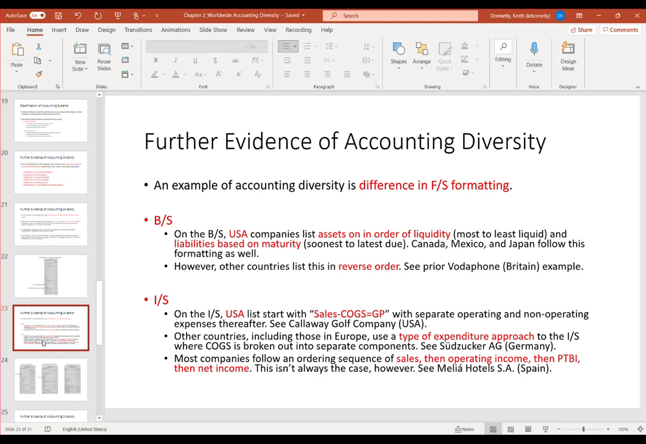So for the income statement, traditionally we're going to start here with our sales minus our cost of goods sold, which gives us our gross profit. Other countries, a lot of times in Europe, are going to do the income statement by the type of expenditure approach, where basically you break cost of goods sold out into further components. Most companies follow an ordering sequence of sales, then operating income, then pre-tax book income, then net income. Isn't always the case exactly.